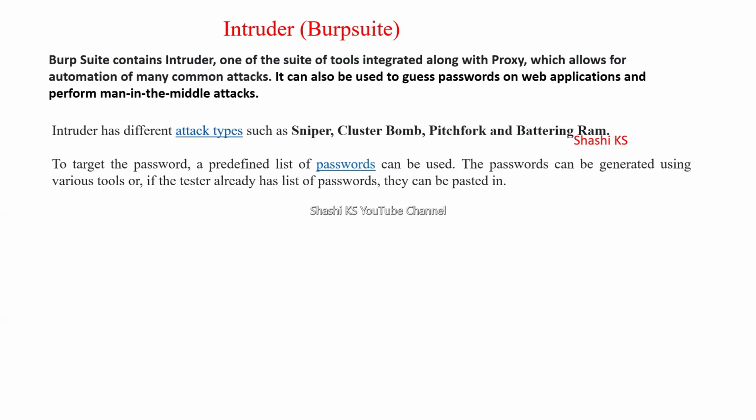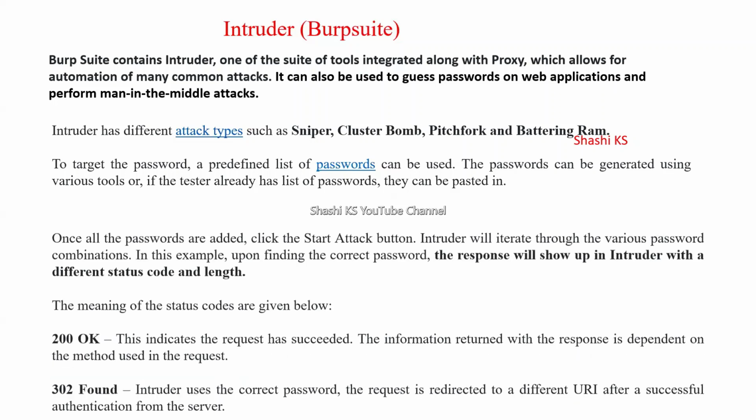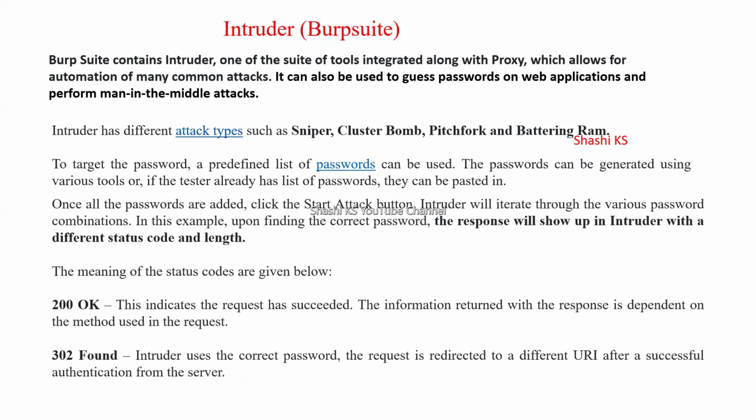If you want to do, for example, a password attack, a predefined list of passwords can be used. You can generate the passwords using various types of tools, or if the tester already has a list of passwords in a file, it can also be pasted into the intruder. Once you have added all the passwords and click on the start attack button, the intruder will iterate through the various password combinations. And once it finds the correct password, the response will show up in the intruder in the form of a status code.